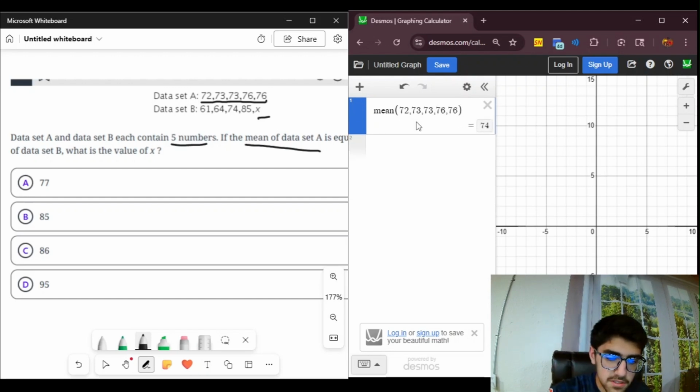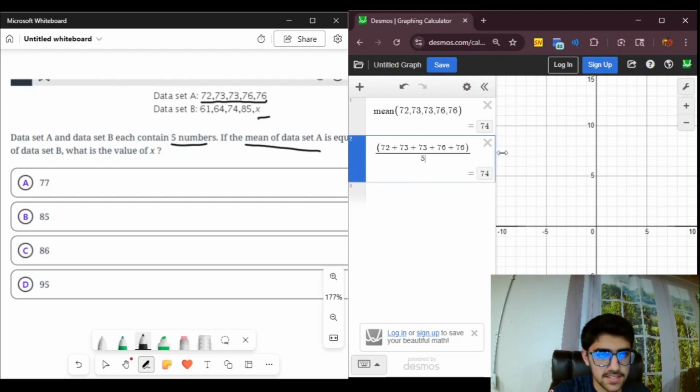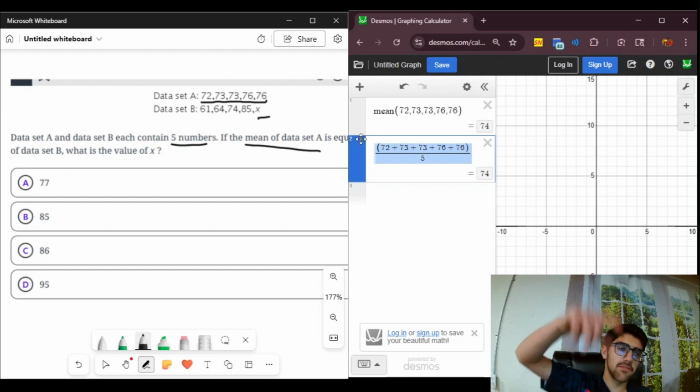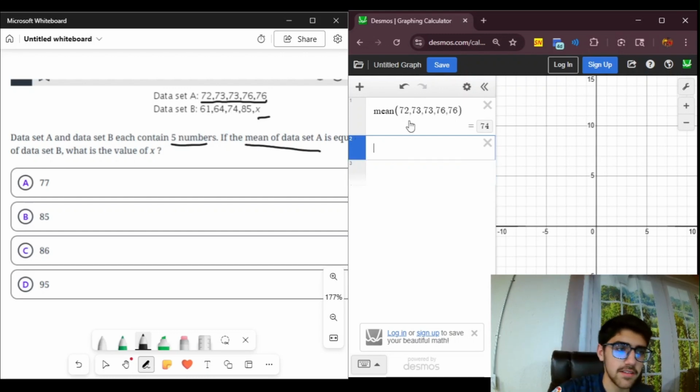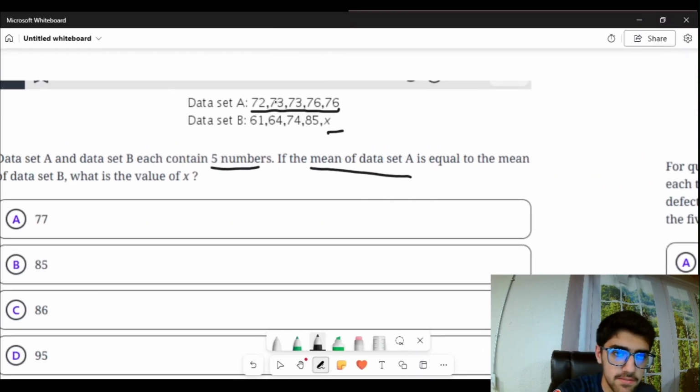I mean, if you don't want to do this, you could technically add them. It's 70 plus 72, plus 73, plus 73, plus 76, plus 76, divided by the 5 numbers. You get the same answer. This would be useful if, like I said, you have the frequency thing, and I'll show an example of that later. But yeah, so the mean for data set A is 74, and then we know that the mean is equal. So both of them have a mean of 74.